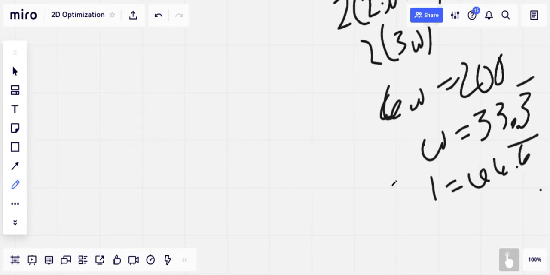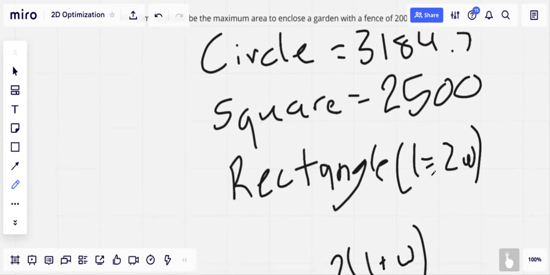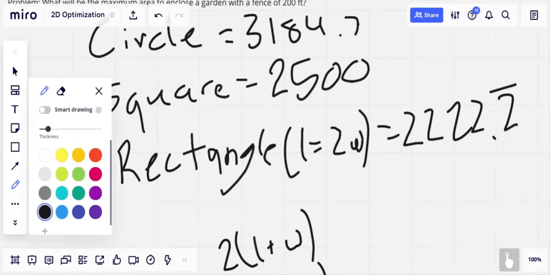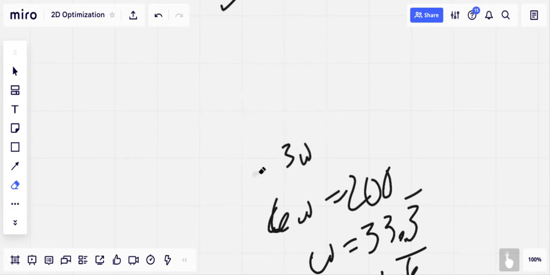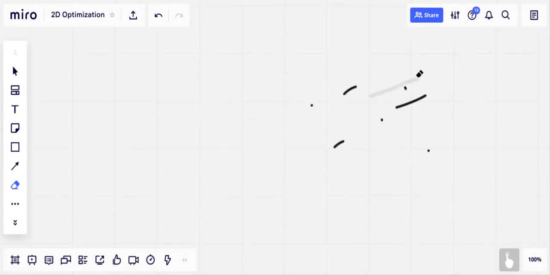66.6. And to find the area of a rectangle, basically we would just multiply the length times the width. So we would multiply 66.6 times 33.3, and then we would get 2,222.2 repeating. So we can erase this. And so far we see that the circle is the best, then the rectangle, then the square, and then the rectangle. Now let's try the last shape, the equilateral triangle.